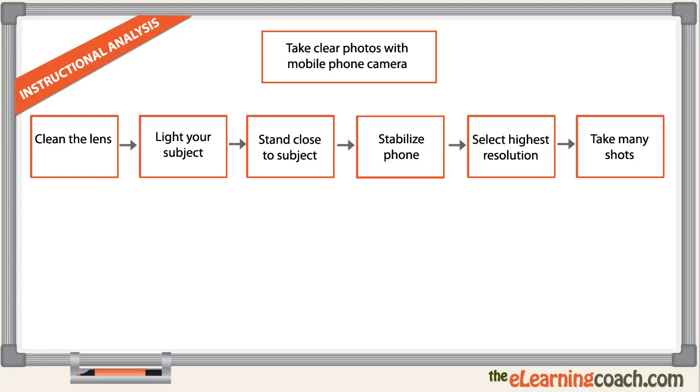So now we have the 6 steps of the procedure in front of us, and the next thing to do is identify the subordinate knowledge and skills that are required to fulfill every one of these steps. In some cases there may not be any subordinate skills, but usually in most cases there will be. As an example, I'm going to find the subordinate skills for the 4th step, stabilize the phone. You just drill down and identify the knowledge and skills a learner will need to accomplish each step.